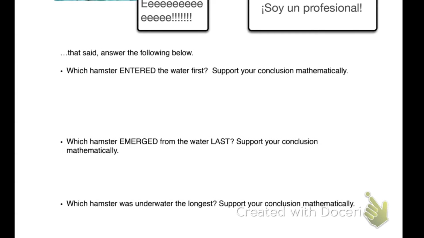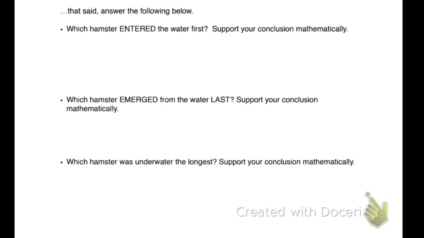Which hamster entered the water first? We're going to need to find the x-intercepts. So remember that there's two ways to find the x-intercepts. We can factor, and if factoring isn't possible, you have to use the quadratic formula. So for the first one, for f of x, I got to do all the work here. So for f of x, we have 2x squared minus 8x plus 5.